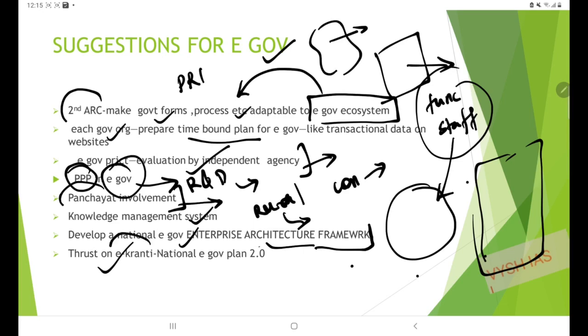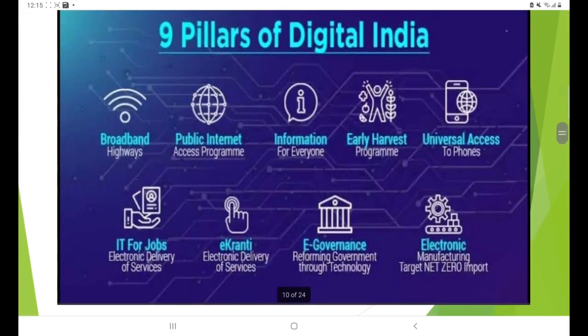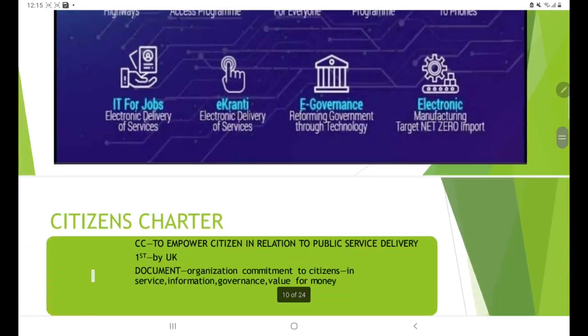Then thrust on e-Kranti, National E-Governance Plan 2.0. E-Kranti is called the National E-Governance Plan 2.0, and it is holistically covering many sectors, education, health, etc. is being broadly covered also. So this can be thrusted upon. Then next is the 9 pillars of Digital India. Here I have given, so you can just pause and make a note of it.